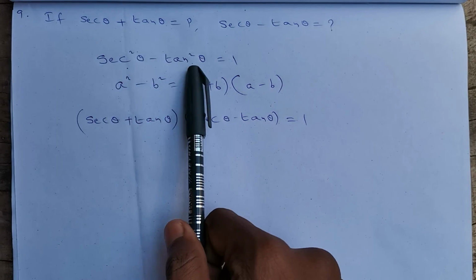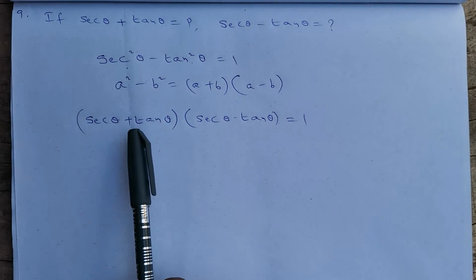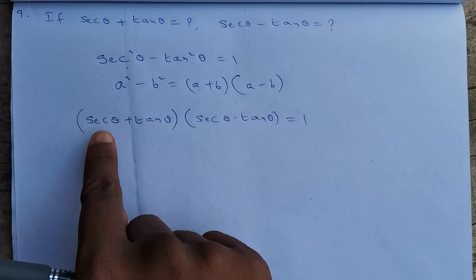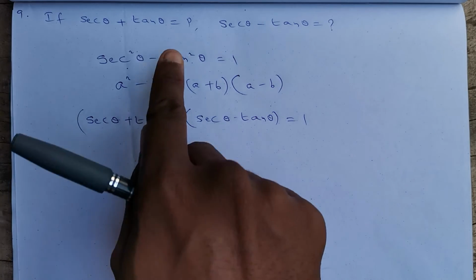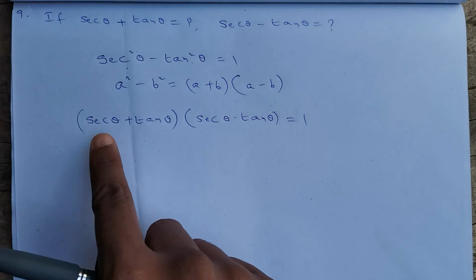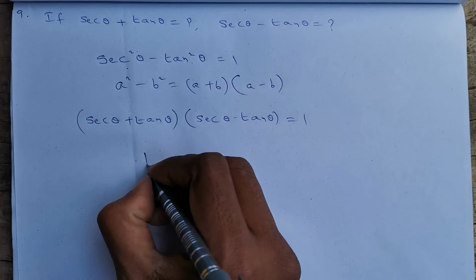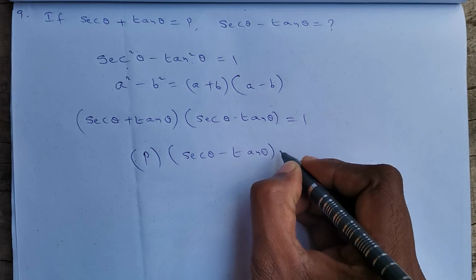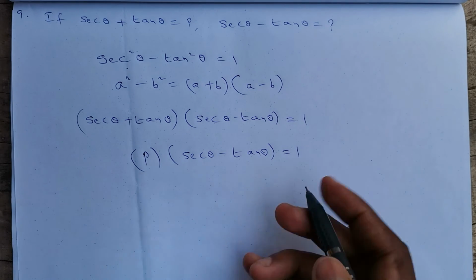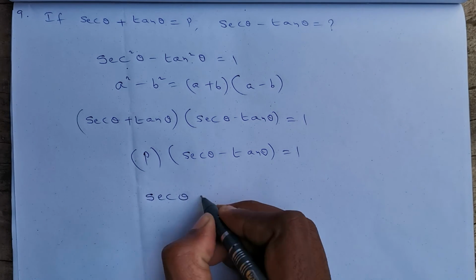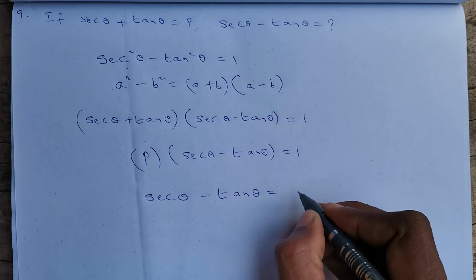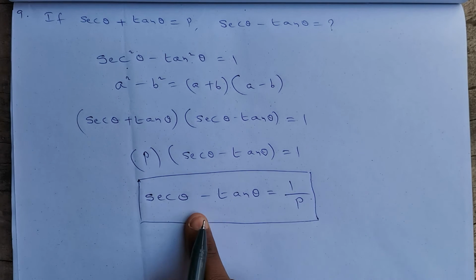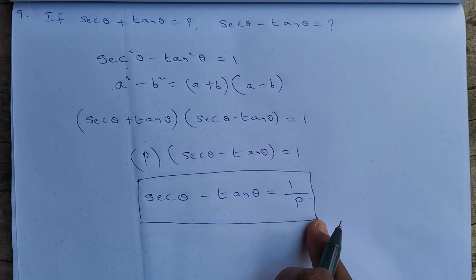Here secant square theta minus tan square theta is equals to 1. I am writing it as secant theta plus tan theta into secant theta minus tan theta is equals to 1. Now the value of secant theta plus tan theta is given as P in the question. So in the place of secant theta plus tan theta, I am substituting P into secant theta minus tan theta is equals to 1. I will take this P to the right side, so we will get secant theta minus tan theta is equals to 1 by P. So the value of secant theta minus tan theta is equals to 1 by P.